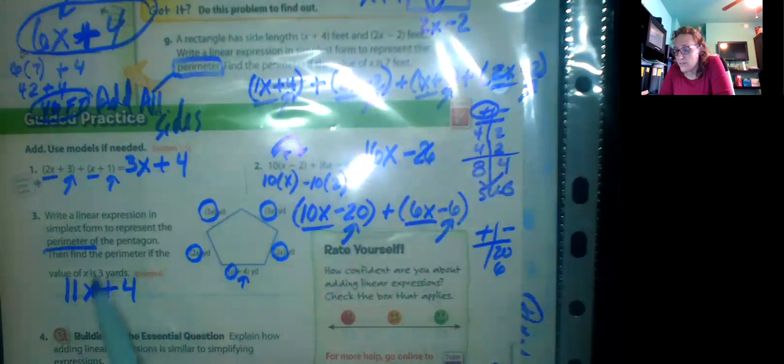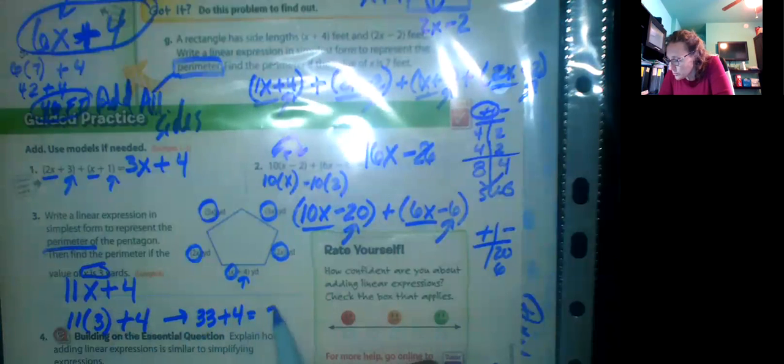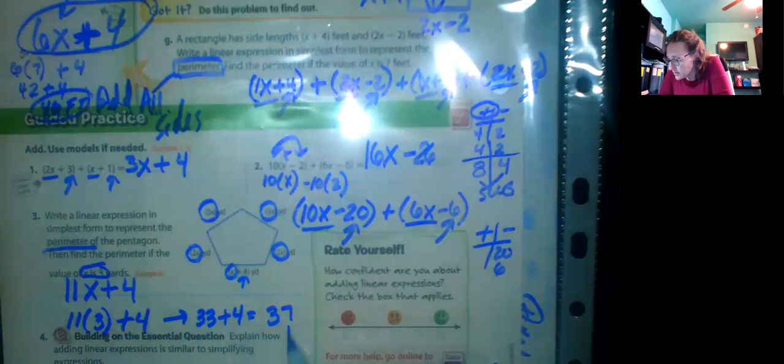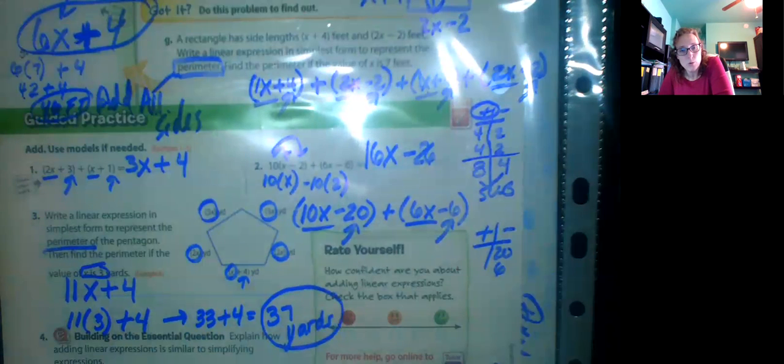And then it says, well, what if x was 3? So all you have to do is plug in 3 for the x. So we get 33 plus 4, which is 37 yards is the word they used. 37 yards. That would be the total perimeter around the whole shape.